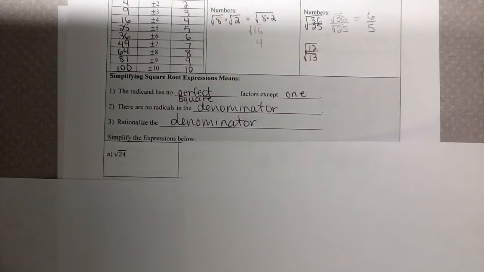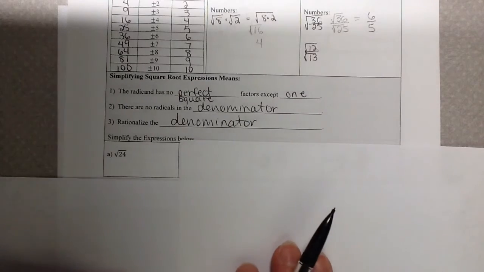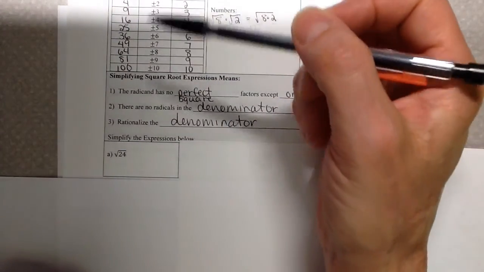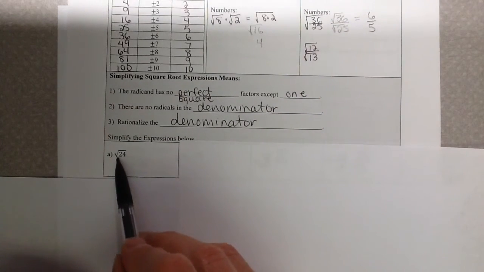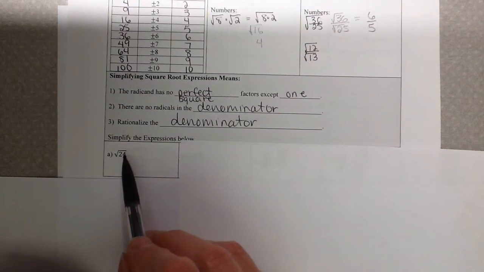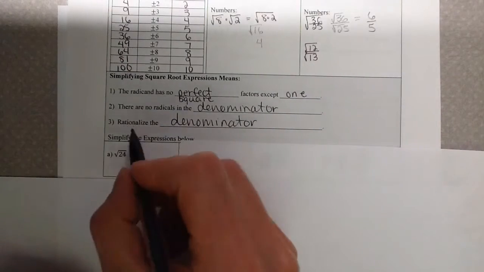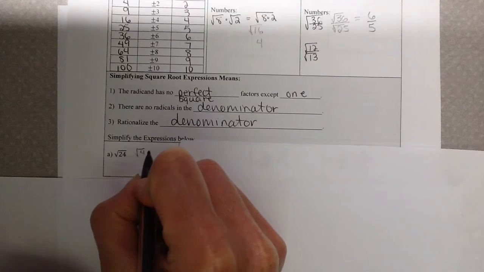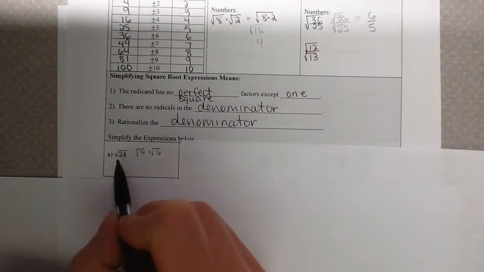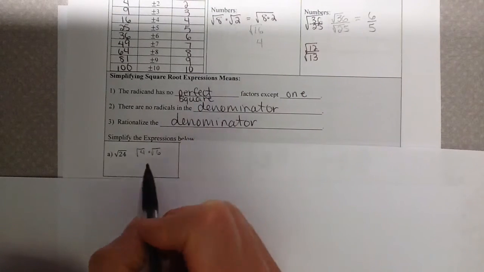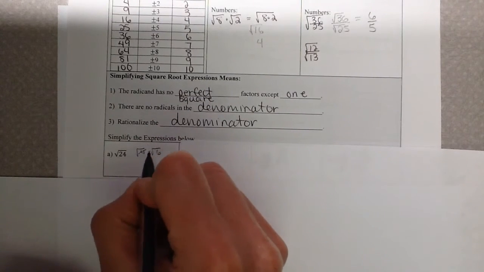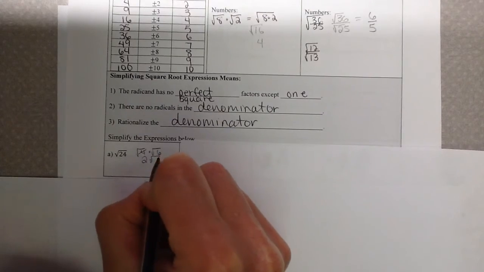Okay, so let's simplify these expressions. Now, there's a couple of different ways you can do this. You can look for perfect squares, and if you recognize your perfect squares, you can say, okay, what two numbers multiplied together, and one of them is a perfect square, will give me 24. Well, the square root of 4 and the square root of 6 will give you 24. So we're using that product property, and we're breaking this up. Now we can change the square root of 4 to 2. So this would be 2 times the square root of 6.